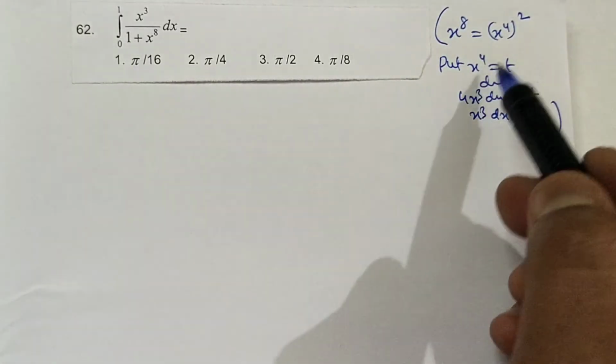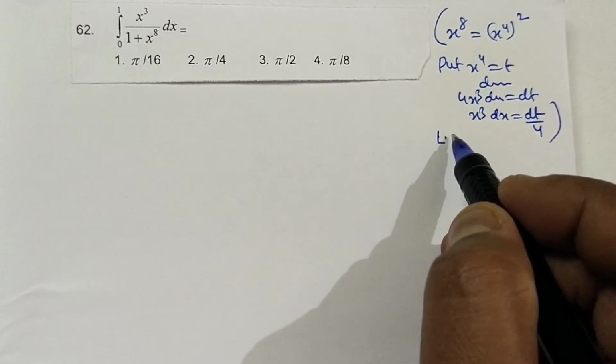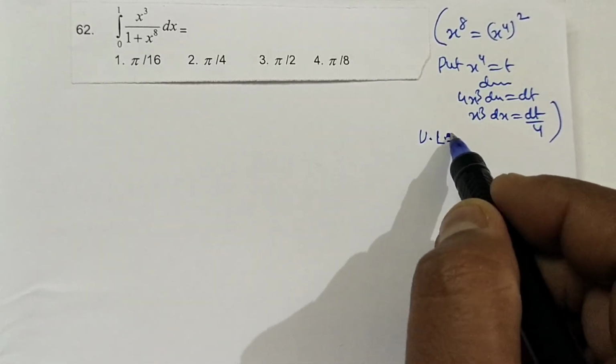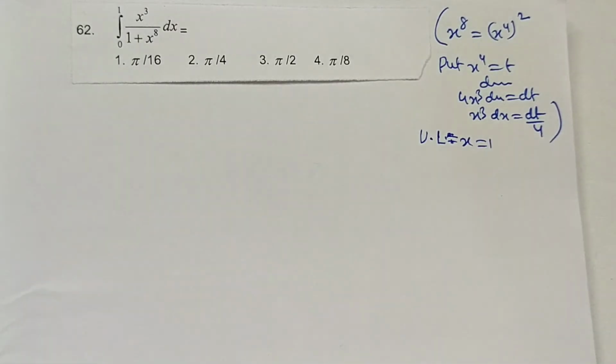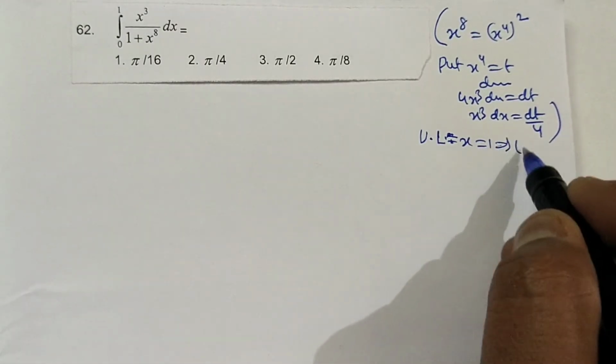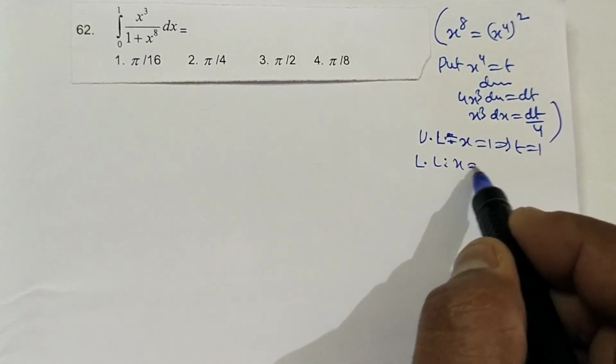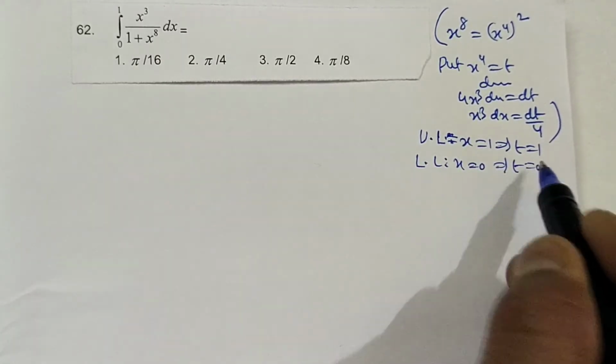Whenever you are taking substitution, limits will change, upper limit and lower limit. Upper limit: when x is equal to 1, t is also 1. Why? Because 1 power 4 is 1. Lower limit: when x is equal to 0, t is also 0.